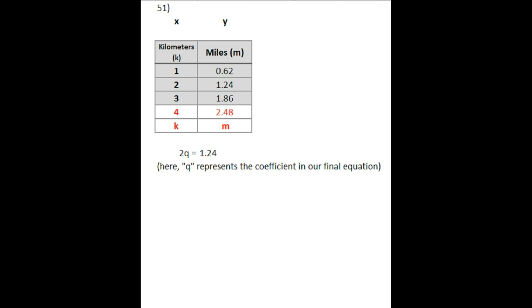And we have 2 times Q equals 1.24. And I just chose Q because that's the coefficient in the final equation. And I'll show you what I'm talking about when we're done. So 2 times something equals 1.24. So we just divide by 2. Q equals 0.62. Well, that works for number 2, but let's pick a second point to make sure that that's right. And you're going to want to check it at least twice when you have tables like this where the answer isn't completely obvious like it was last time. All right, so 4Q equals 2.48. Divide both sides by 4. Q equals 0.62. Same answer.